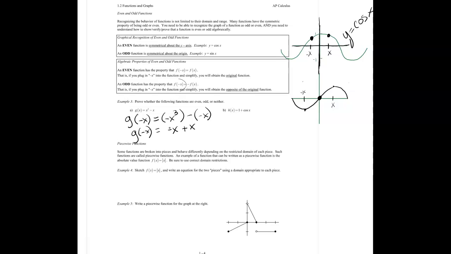So now I look and I see, okay, is that the exact same thing? Do I have the original function again that I initially had? No, I don't have x cubed minus x, so that's unfortunate. So the next thing I look for is, did we attain the opposite of the original function? Well, yeah, I've got negative x cubed plus x instead of x cubed minus x. So in this particular case, it would be an odd function.